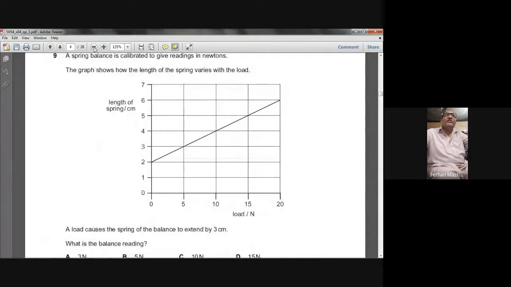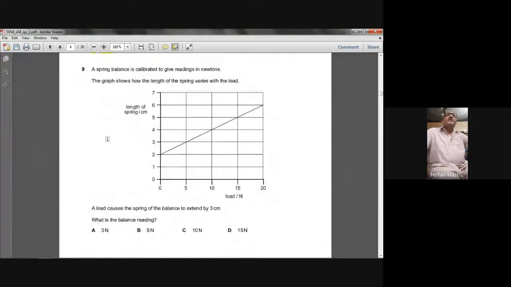We have to reduce the size a little bit. Okay. A spring balance is calibrated to give readings in newtons. The graph shows how the length of the spring varies with the load. Here we have a graph, and on the y-axis of the graph, the length of the spring is given. And on the x-axis, the load is given.